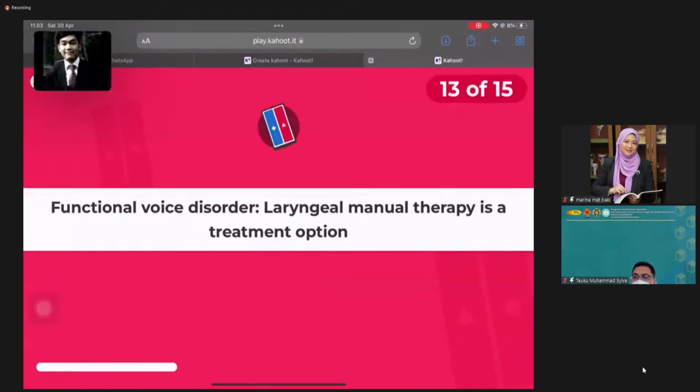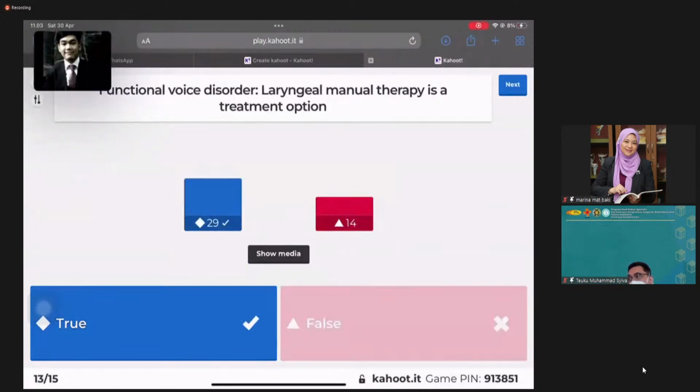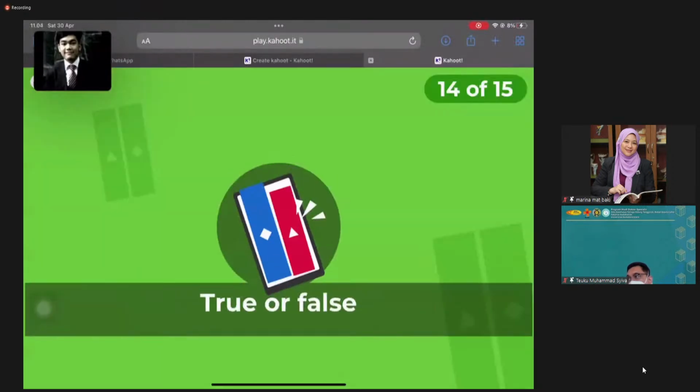Okay. Laryngeal manual therapy is a treatment option. True or false? Okay, the answer is true. Okay. The next question.